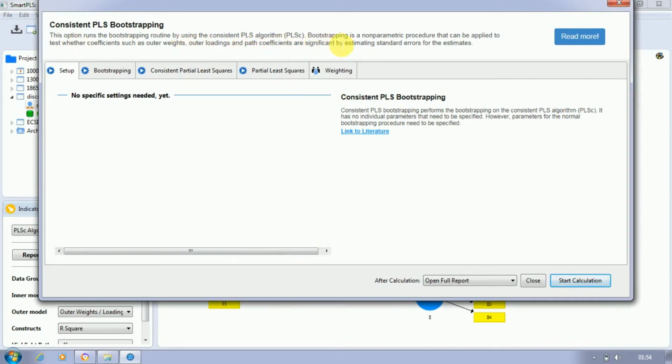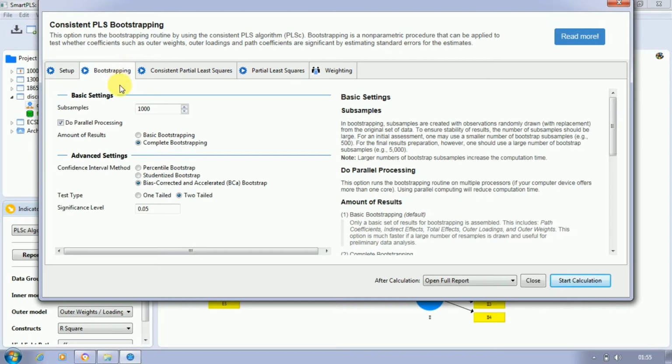Bootstrapping is a non-parametric procedure that can be applied to test whether coefficients such as outer weights, loadings and path coefficients are statistically significant, by estimating standard errors for the estimates, and then t values are calculated to assess each estimate's significance. If you have used the consistent PLS algorithm, you can only go for consistent PLS bootstrapping. Let's go for the bootstrapping options.